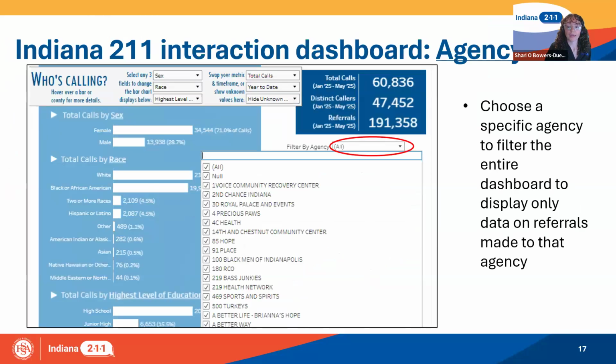I also wanted to remind everyone that the dashboard can be filtered by a specific agency as well. So you can see all of the same data for a single agency listed in the 211 database. This can be beneficial if you're interested in seeing caller data from referrals made to your agency or another agency of interest. The agency filter appears at the top of the dashboard above the county map and allows you to search by agency name, and then you can unselect all there and then just select the agency name that you searched for.